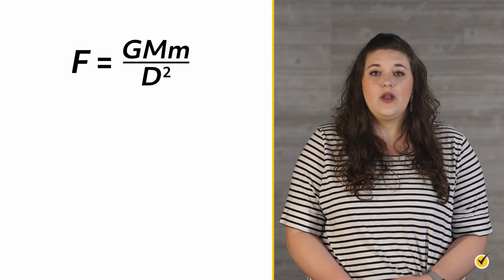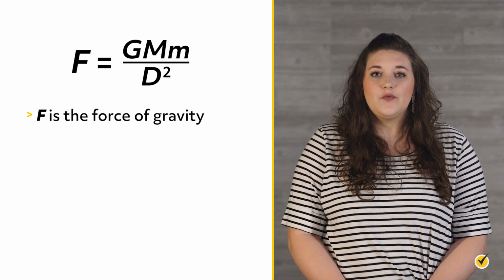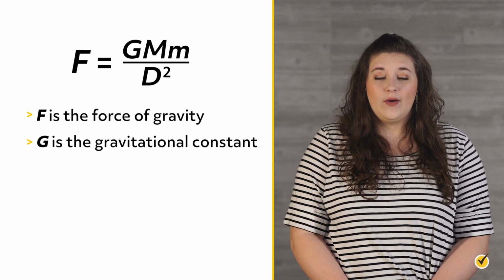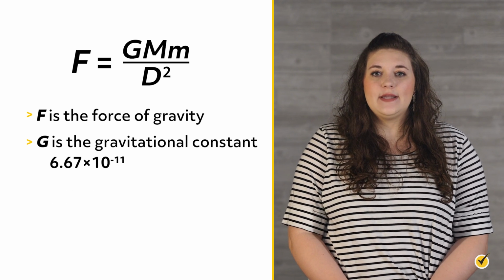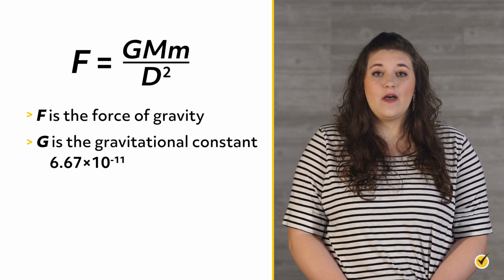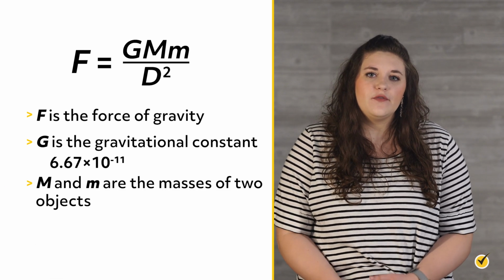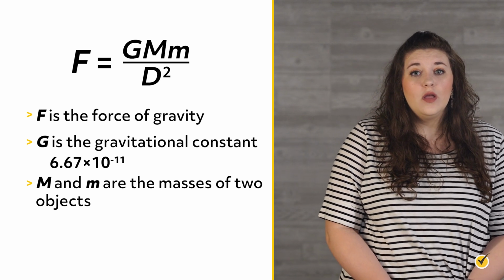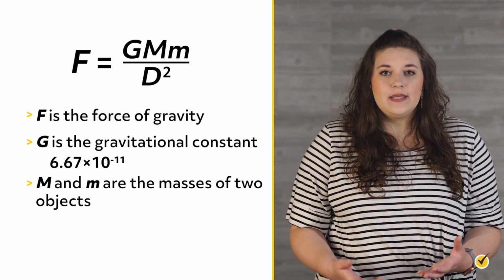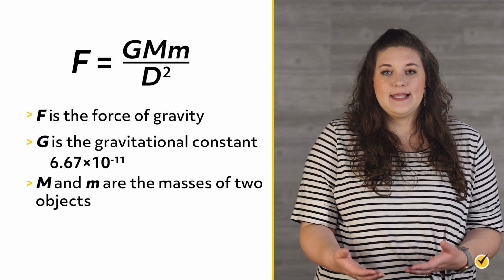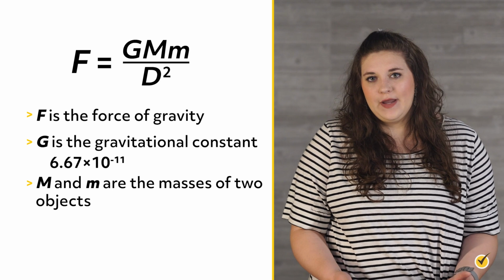This law is usually shown not in words, but in the form of this mathematical equation. In this equation, F is the force of gravity, and G is a constant called the gravitational constant, which means it's always the same. The value of G is 6.67 times 10 to the negative 11. The m's in the equation are the masses of two objects. For instance, if we were to find the force of gravity between the Earth and the Moon, one of the masses in the equation would be the Earth's, and one would be the Moon's. Typically, the larger object gets assigned the uppercase M, and the smaller object gets the lowercase m, but mathematically, it doesn't matter which goes where.